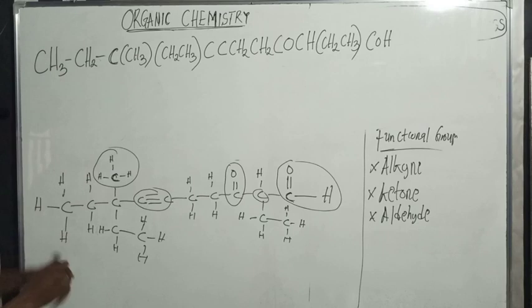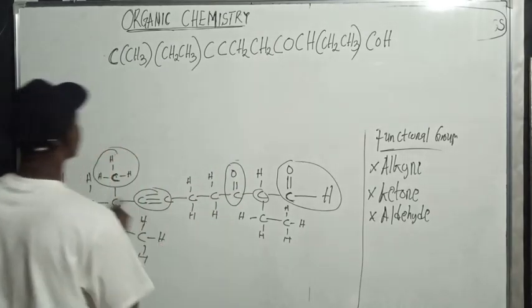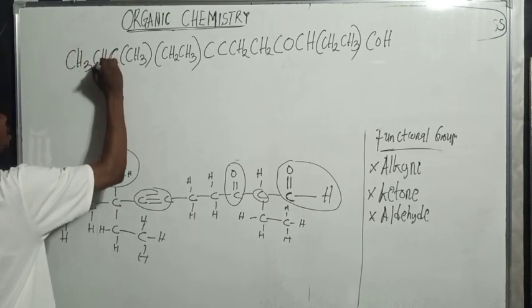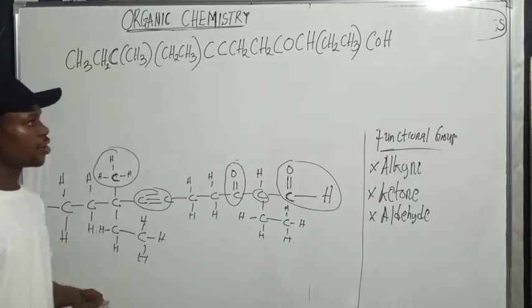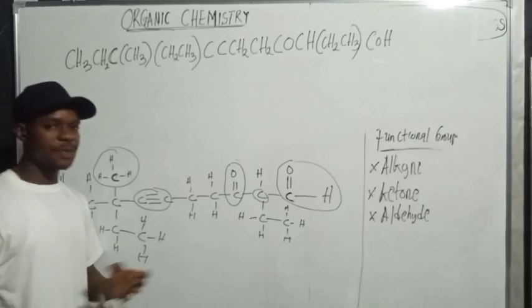So can we ignore the dash? If you ignore this dash here, here we have CH3, CH2. That is it. So this is the condensed formula. This is the fully displayed formula.